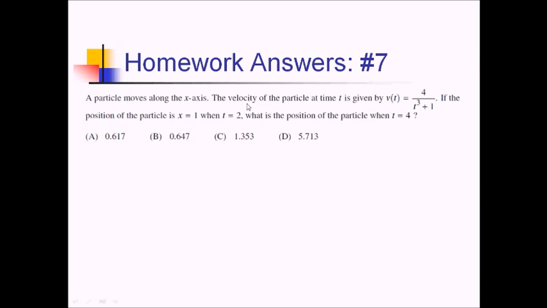For this problem, we have a particle going along the x-axis with a velocity given by this rational function here. If our position at time 2 is x equals 1, we want the position at time 4. So position at time 4 is going to be the position at time 2, which is to say 1, plus the integral from 2 to 4 of our velocity function, the change in the x value. So we can just do this on the calculator.